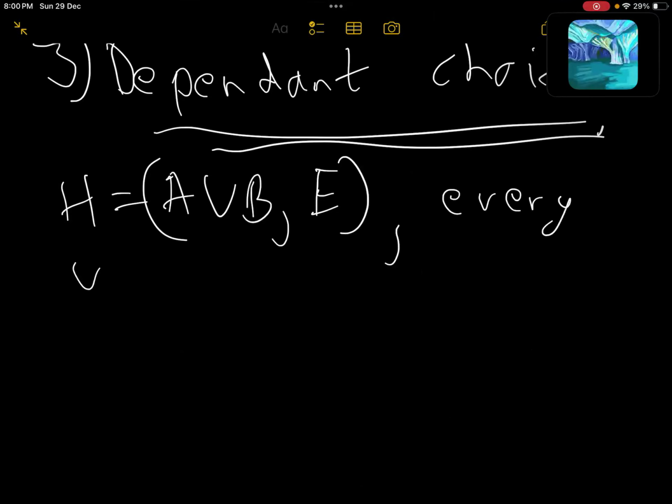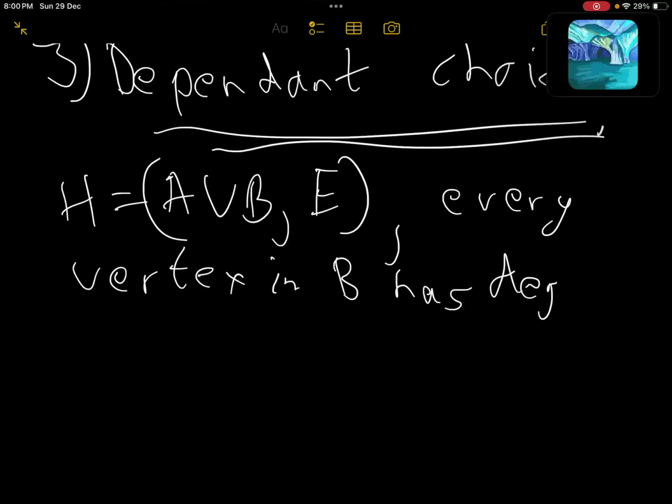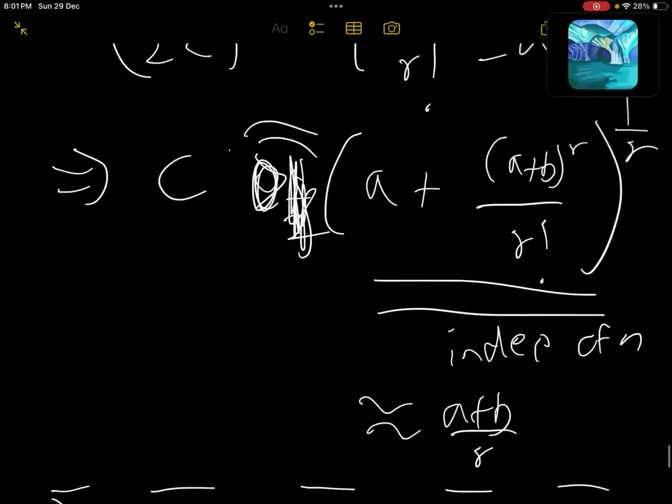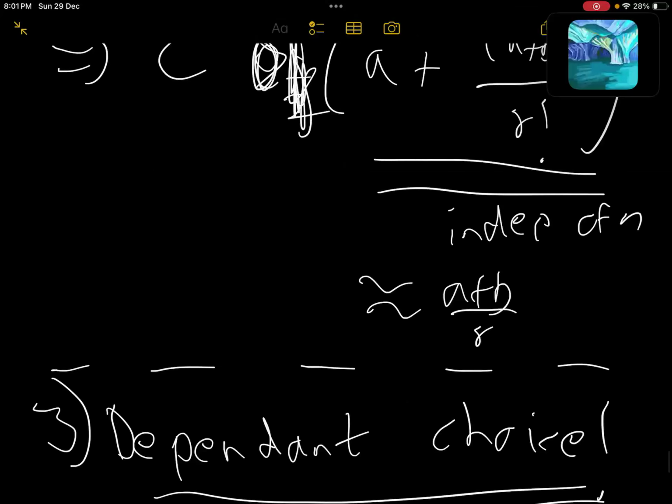Every vertex in B has degree at most R. Then ex(n, H) is O(n raised to 2 minus 1 by R). This is what we proved, fine. In fact, we found the constant as well. It's roughly the K plus B by R.